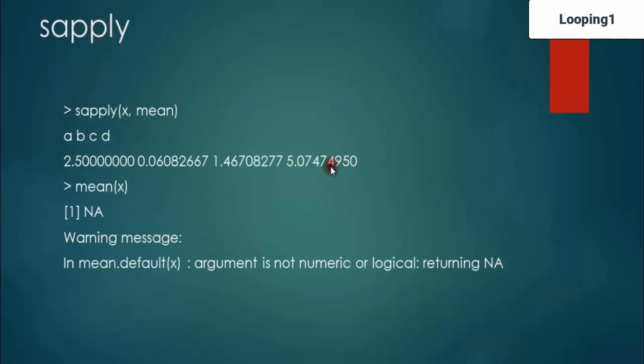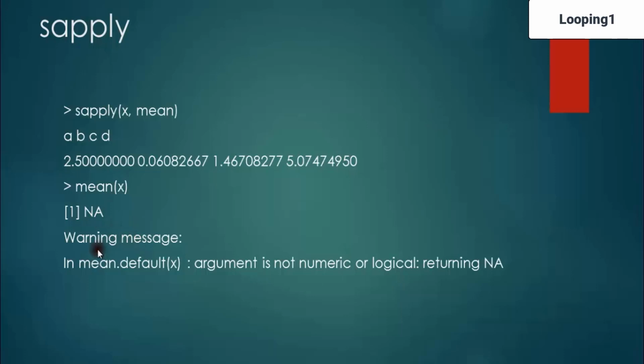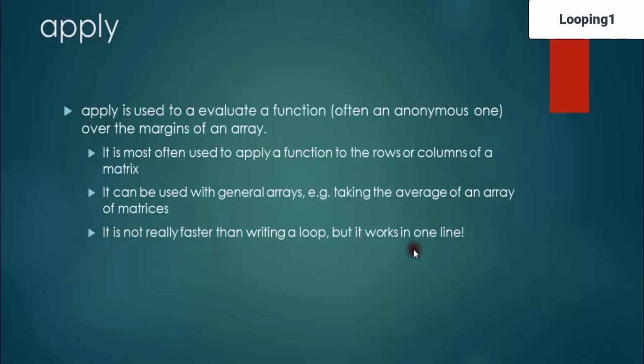Now what if I use the sapply function? If I use sapply of x comma mean, I'll get a single vector with the values 2.5, 0.06 and so on for each of the elements in the list. Now a warning message is displayed in mean.default of x: argument is not numeric or logical, returning NA. Now we'll see about apply.